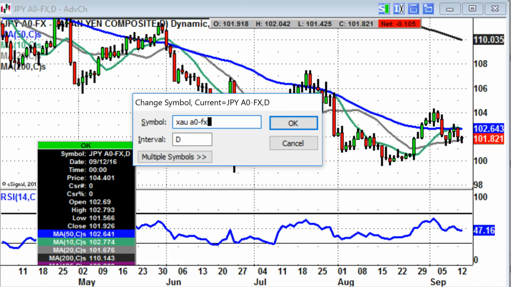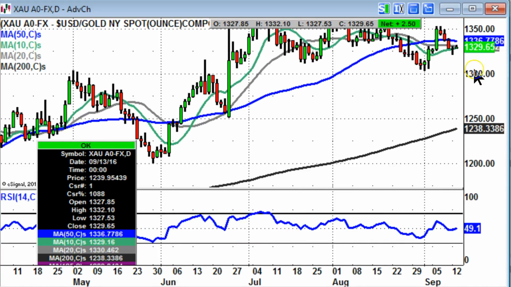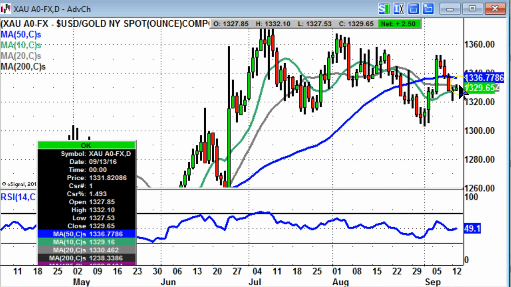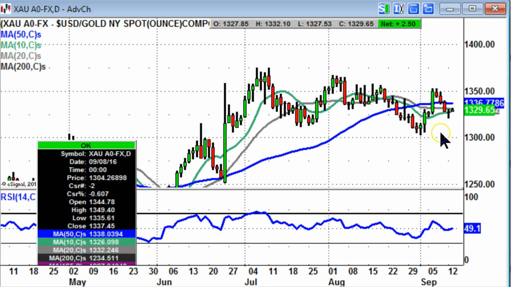Finishing off with gold, and also rather sidelined here. We're really waiting on an end of day close above the 50-day moving average at 1336 to give us a possible new leg to the upside. There's also resistance from July up to 1350, but a break above the 50-day moving average now would be what the bulls are currently looking for.